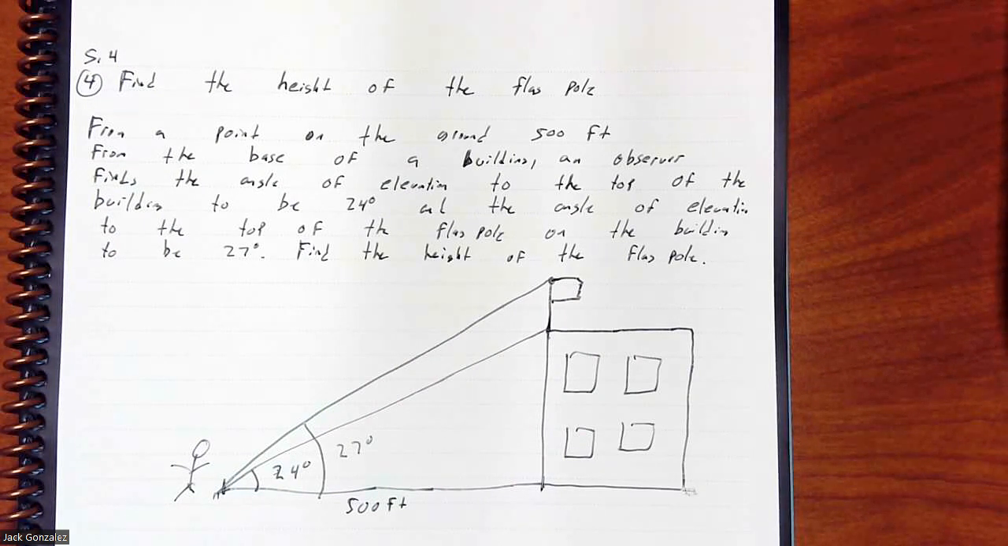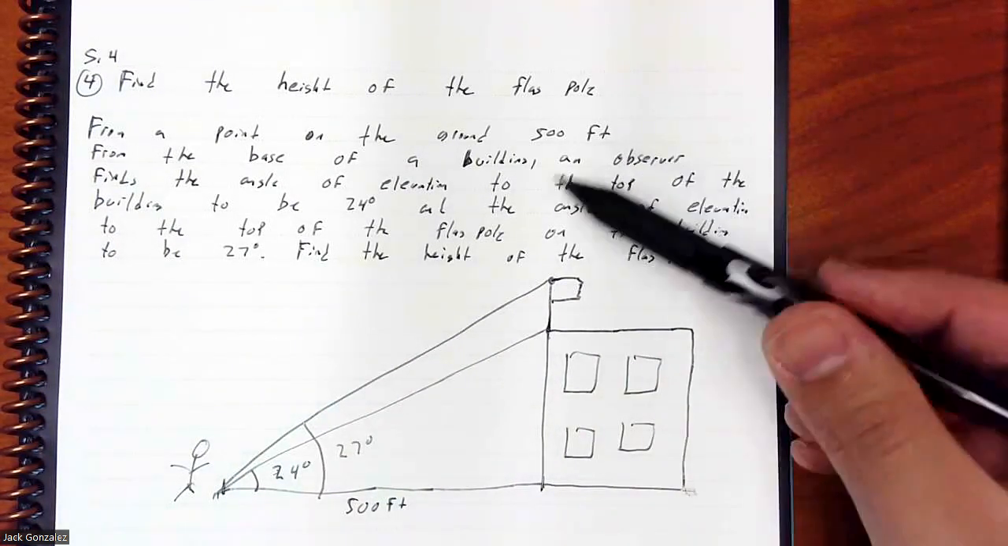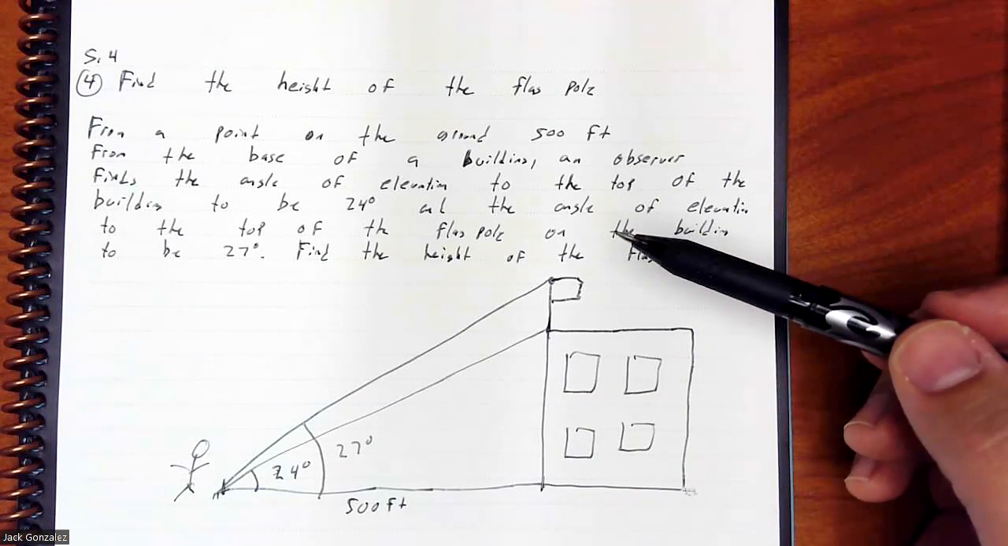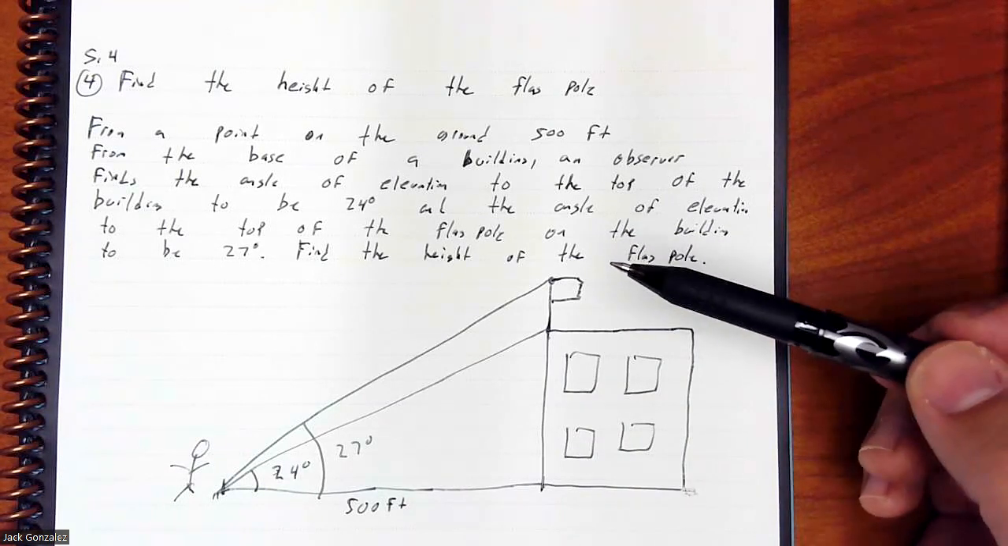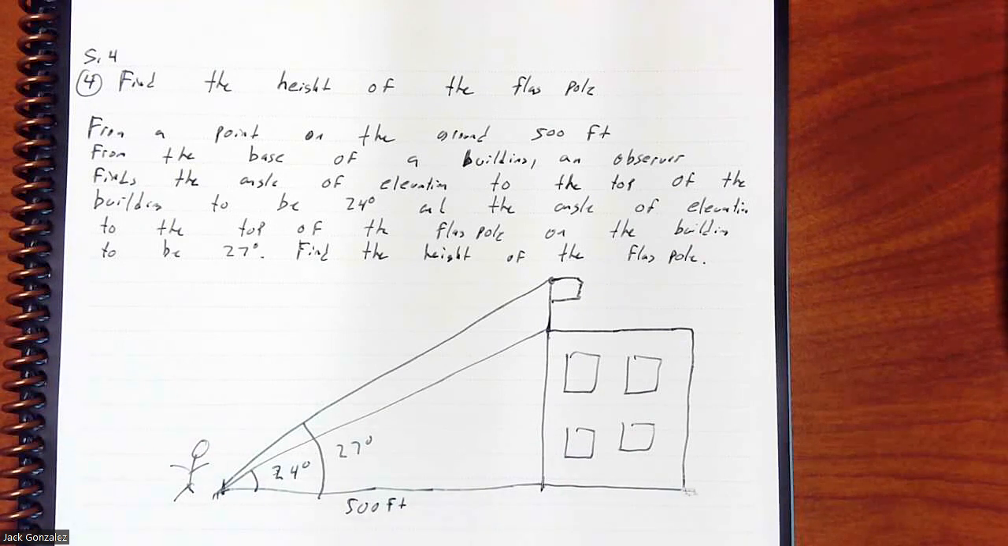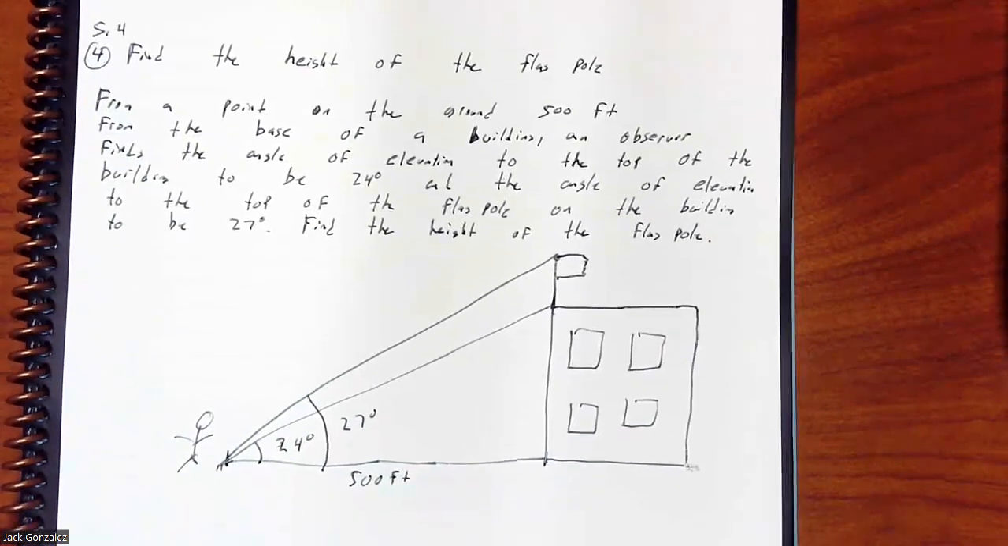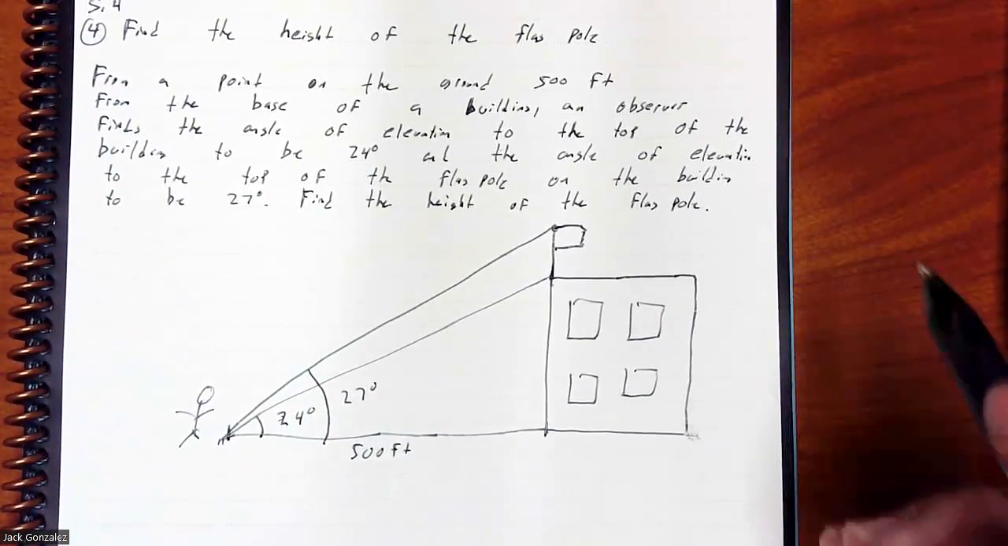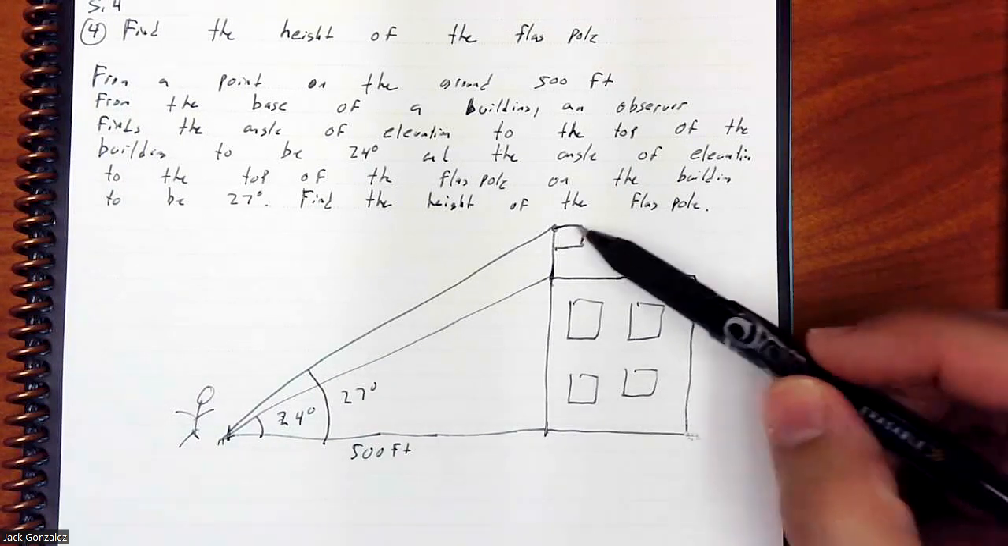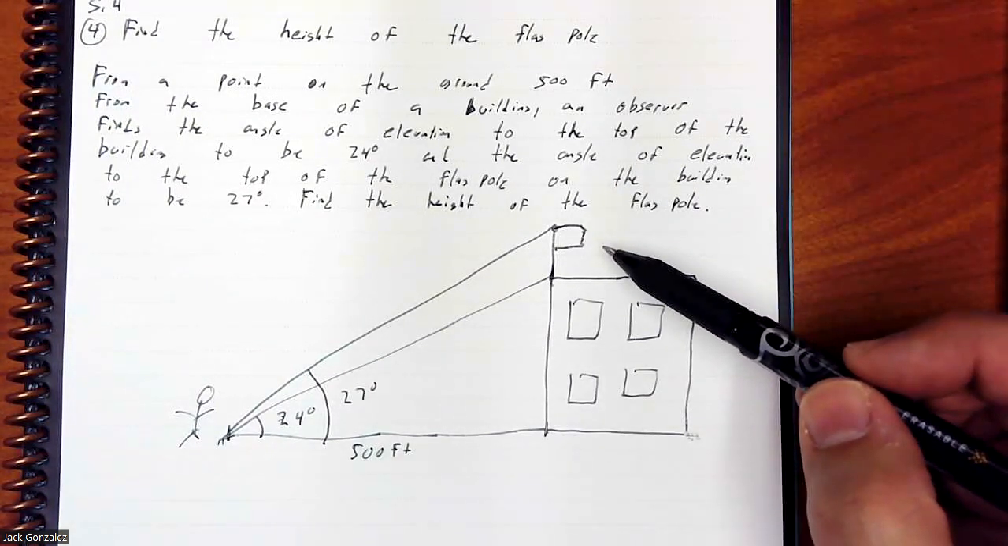So far, does that visual from the paragraph make sense to you? Okay. The hardest part is trying to figure out what the heck they're talking about. When I used to do these in class, I had to read them multiple times to figure out what is going on. Sometimes I don't see it, so read it many times if you don't see it. So at this point, I need to find that flagpole height.